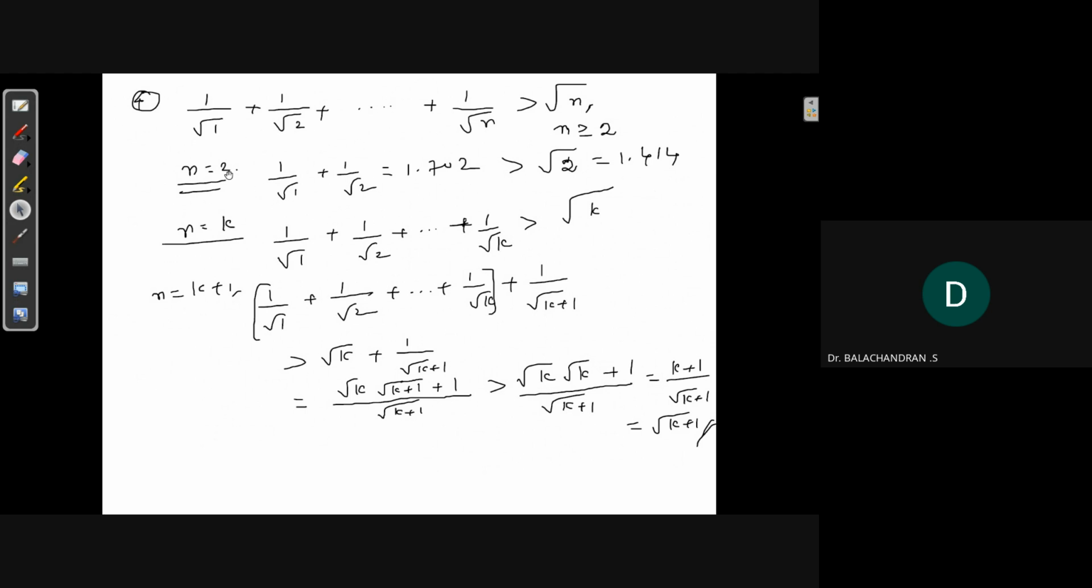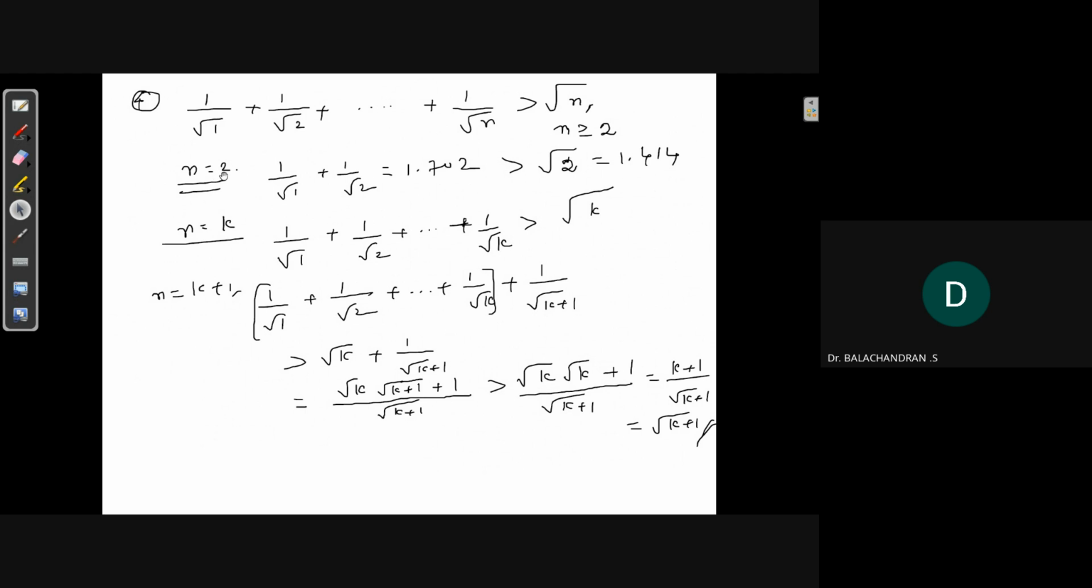N equal to 2 means 1 by root 2 at the end. If I substitute 2, it means 1 by root 1 plus 1 by root 2. And n equal to 3 means 1 by root 1 plus 1 by root 2 plus 1 by root 3. So that is the meaning.